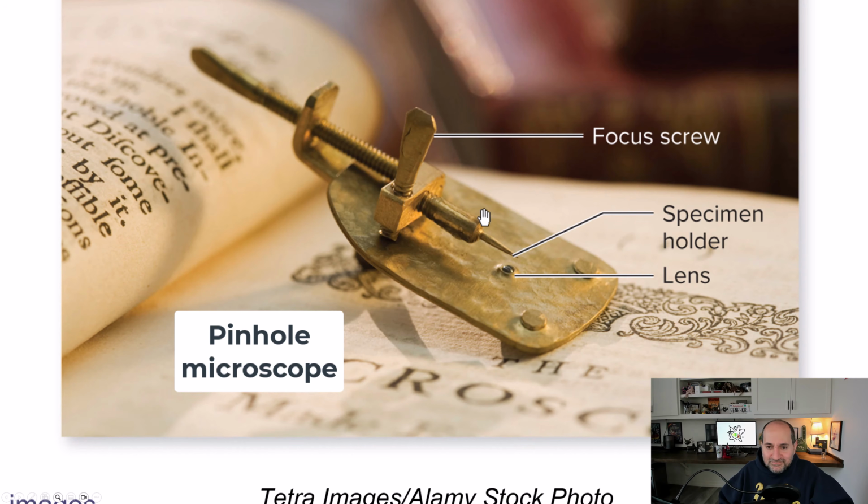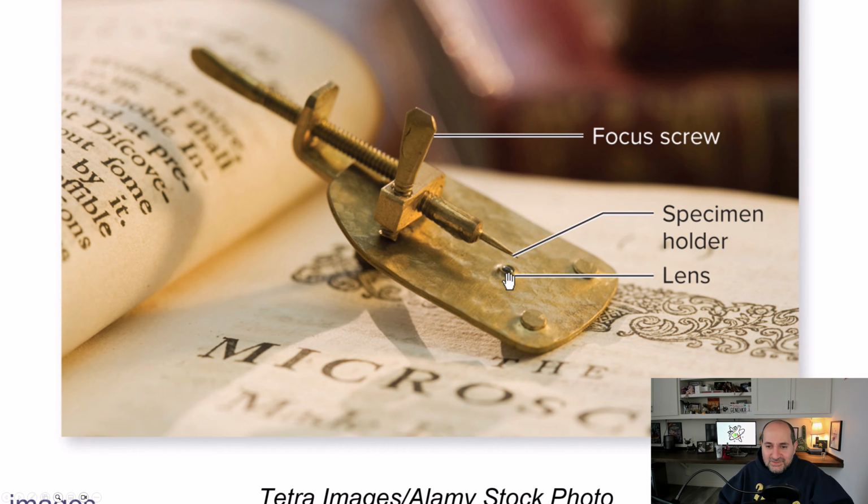Van Leeuwenhoek formed this microscope. He put a lens that he fashioned in this little hole, and then he would put his specimen, whatever he's trying to study, on the tip of this pin. So he would take muddy water, or he would even take a stool sample, and he would put it on the tip of this pin, and he could see tiny microorganisms. This lens magnified up to 300x.